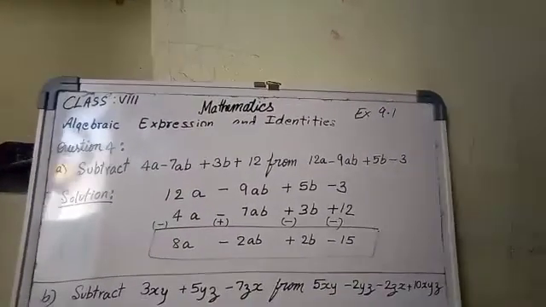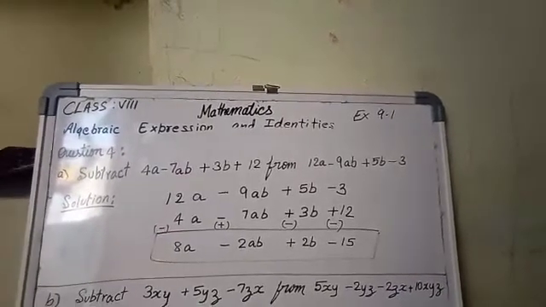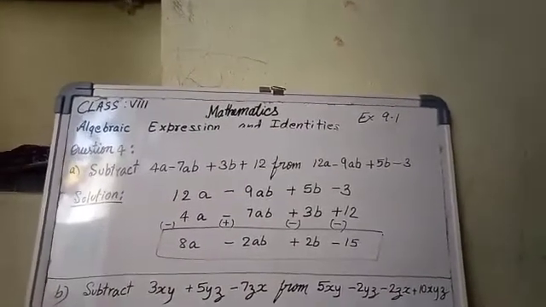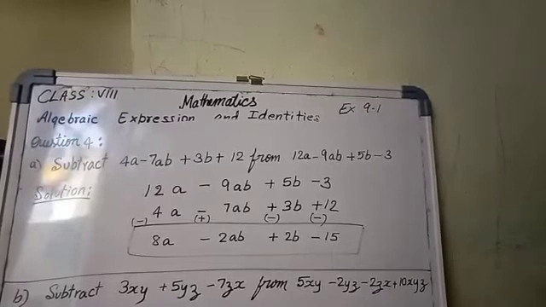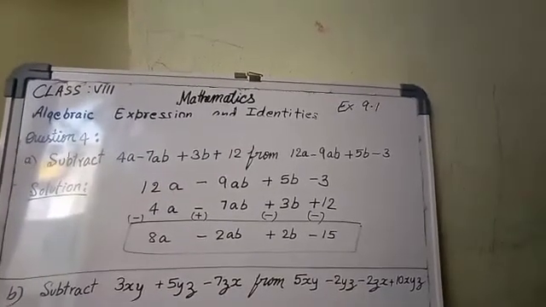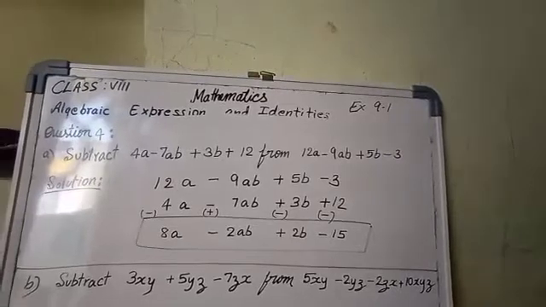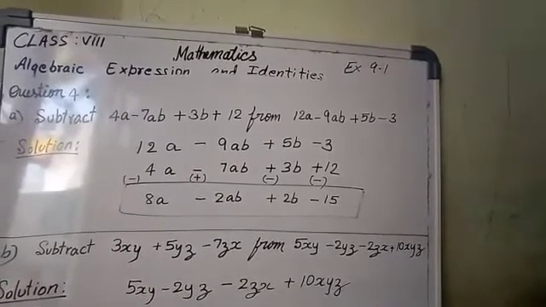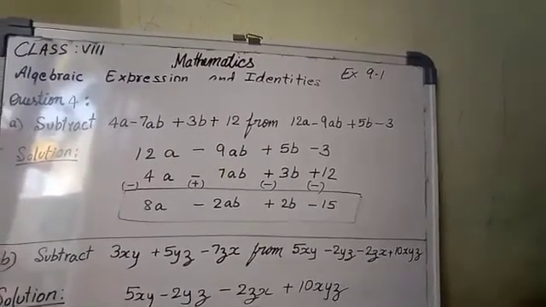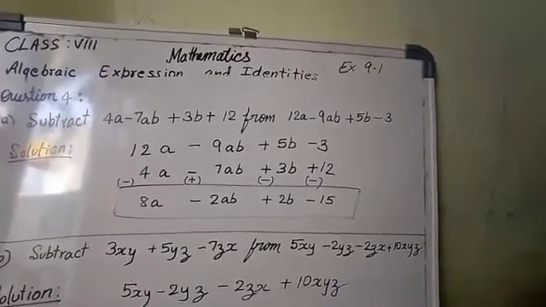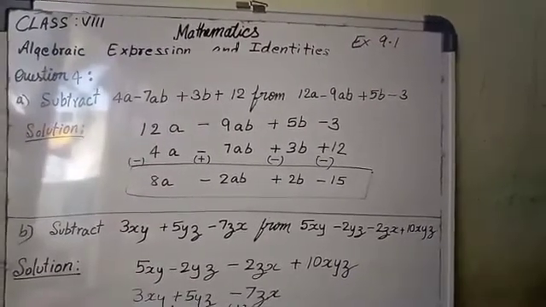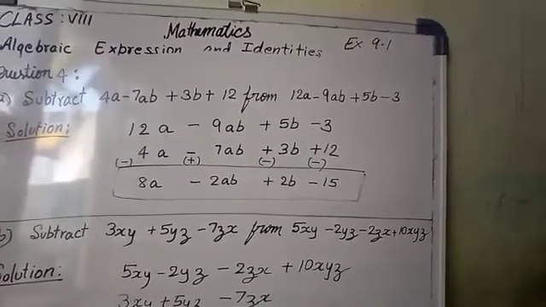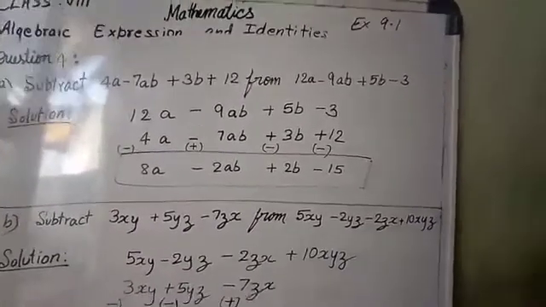Then one more thing. Subtract 3xy plus 5yz minus 7zx from, the word is very important, from 5xy minus 2yz minus 2zx plus 10xyz. So let us take down 5xy minus 2yz minus 2zx plus 10xyz. Then take down 3xy plus 5yz minus 7zx. There is no xyz in this equation, so let us keep it blank.